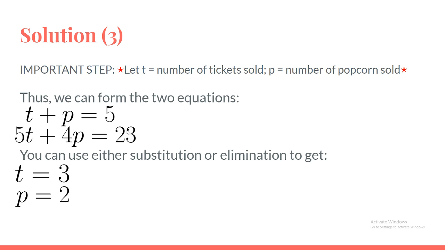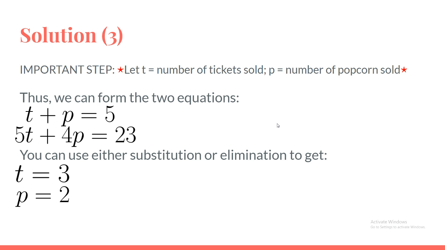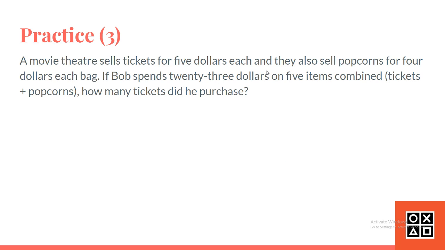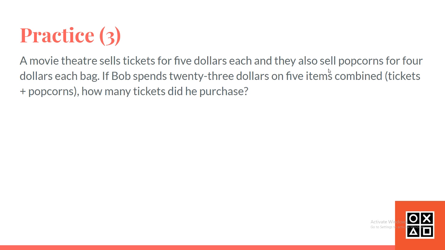and once again, t plus p is the total number of items, which was 5, and in 5t plus 4p, the 5 in 5t is the price per ticket, as can be seen here, and the price of a popcorn, which is $4.